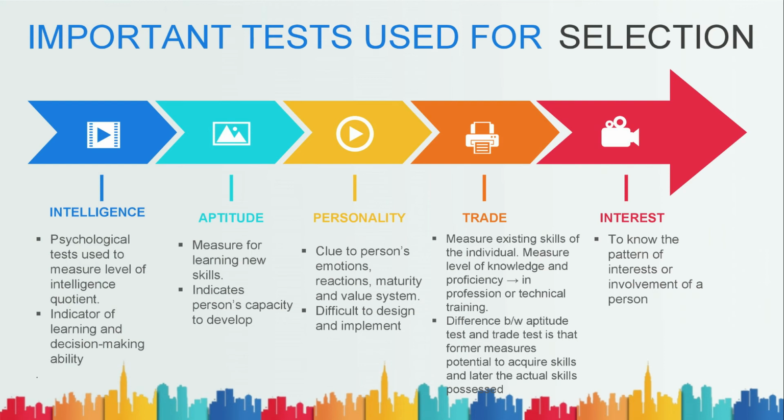Another is the interest test, which helps to know the pattern of interest or involvement of a person. Now this is very important because even if you want to see the future prospects of an individual, where his innate interests lie is very important from the organizational point of view, so that it could be molded and used for the development of the organization.